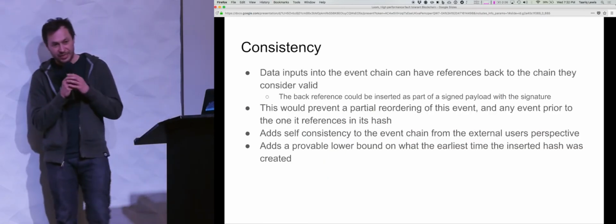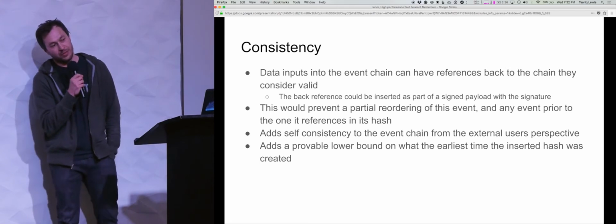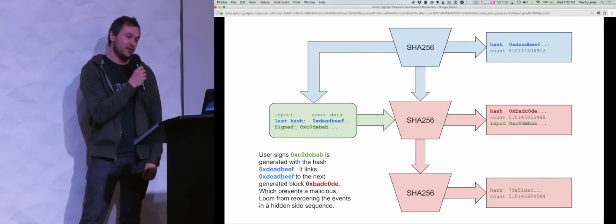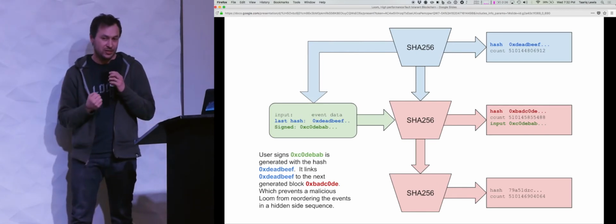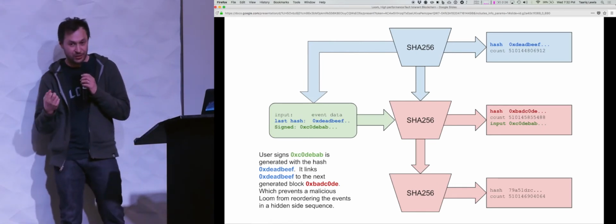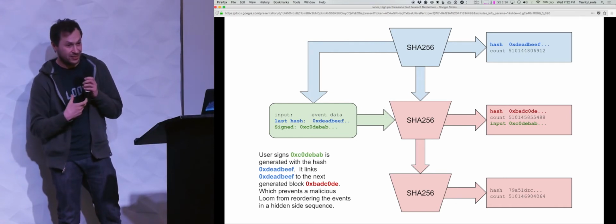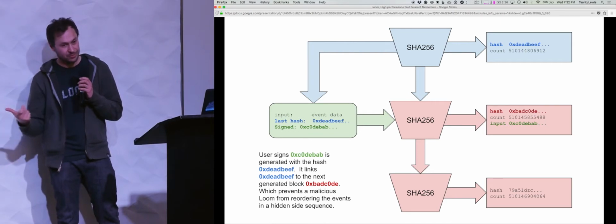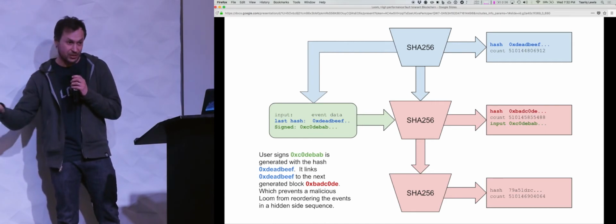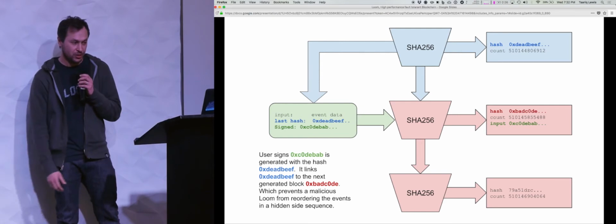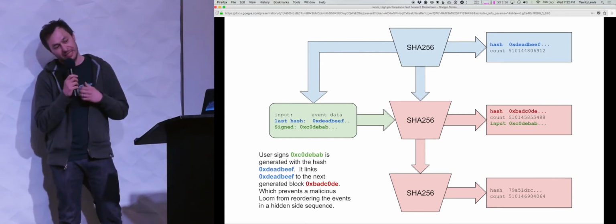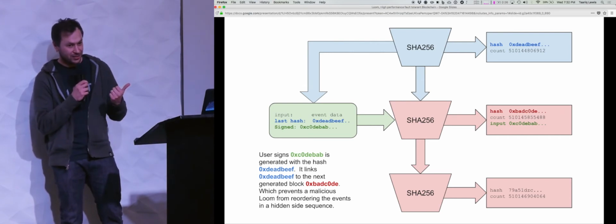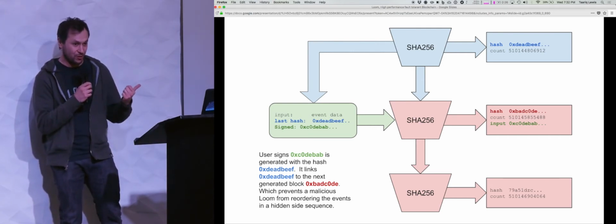So we can also make this data structure self-consistent from an external user's point of view. And how we do that is, me as a user that's using this service, I can take a hash that's part of this historical record, record it in my data set that I'm signing, sign it, and then take that signed blob and insert it into the next set, into the next hash as it's being generated. So now we have this stream of data that has signed blobs which point back in time to a hash that was generated before.